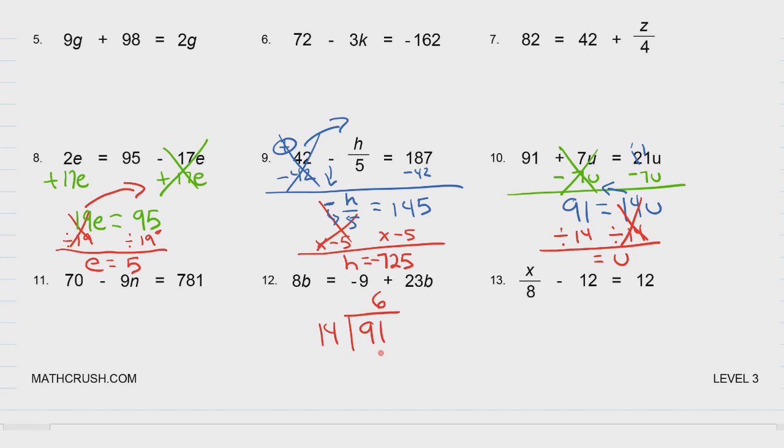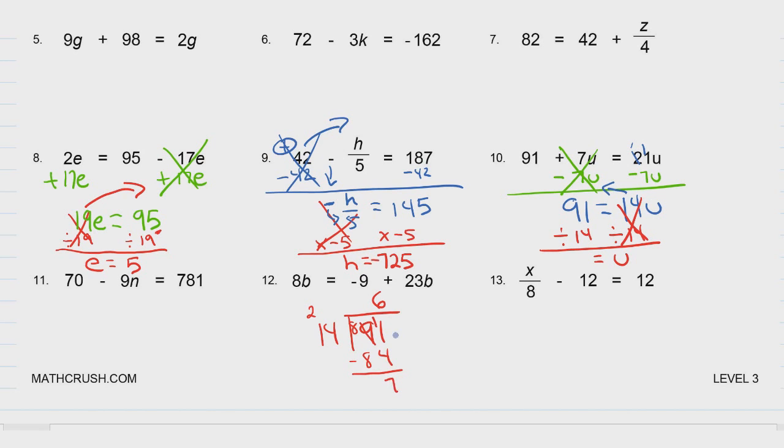6 times 4 is 24. You're going to carry a 2. 6 times 1 is 6 plus 2 is 8, so 84. You're going to subtract. You cannot do 1 minus 4, so you're going to borrow from the 9. It becomes an 8. The 1 becomes an 11. 11 minus 4 is 7.